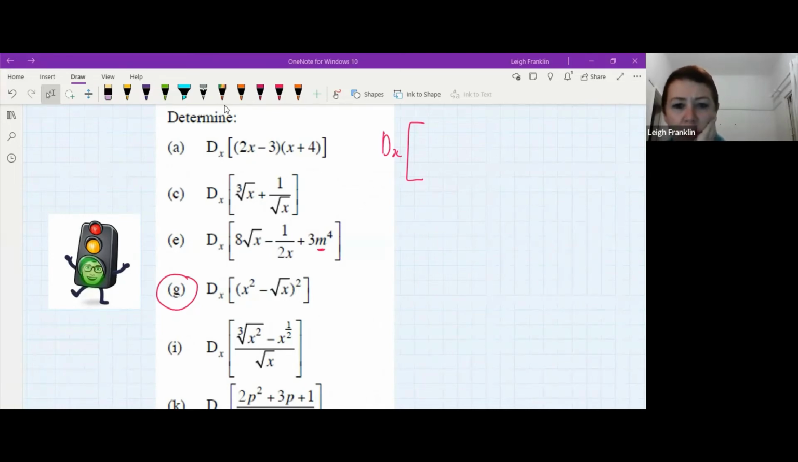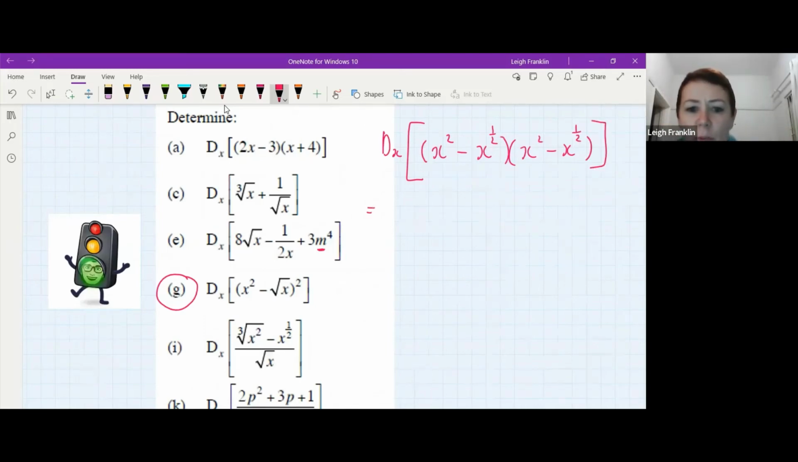So I guess what I would have done with this is I would have written it as x squared minus x to the half. And then because the bracket is squared, we've got to multiply that by itself. So if you wanted to, we could do the square double square thing again, but totally up to you if you don't want to do that.